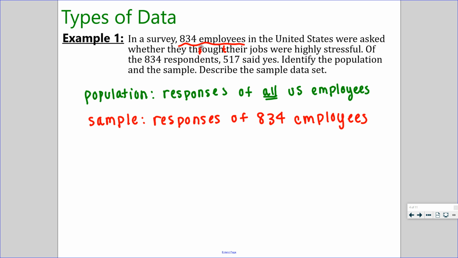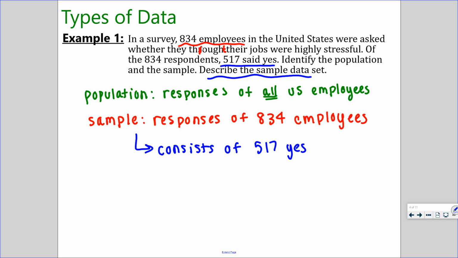Okay, so when it says describe the sample data set, that's just saying describe the outcomes here. So 517 said yes, their jobs are stressful, meaning 834 minus 517 is 317 said no, their job is not stressful.